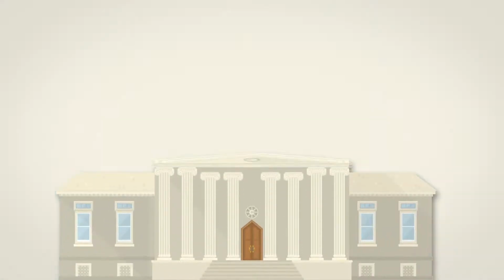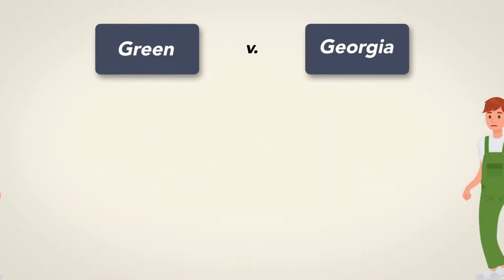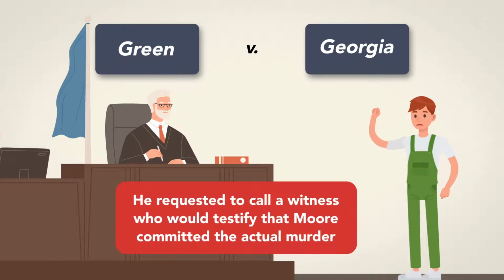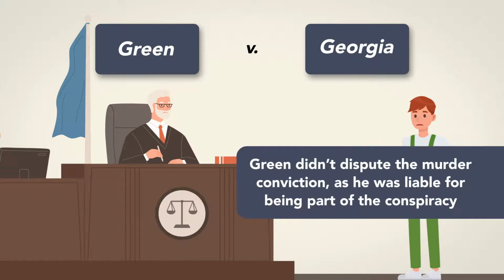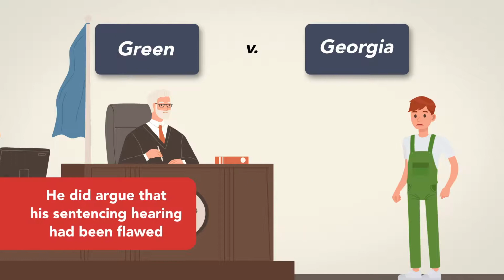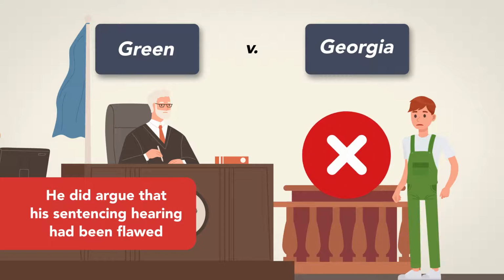In the Supreme Court case Green v. Georgia, Green and Moore were jointly charged with rape and murder and were both convicted and sentenced to death. At Green's sentencing hearing, he requested to call a witness who would testify that Moore committed the actual murder. Green didn't dispute the murder conviction, as he was liable for being part of the conspiracy even if he didn't pull the trigger. But he did argue that his sentencing hearing had been flawed because the judge did not allow the testimony that Green was not the gunman.